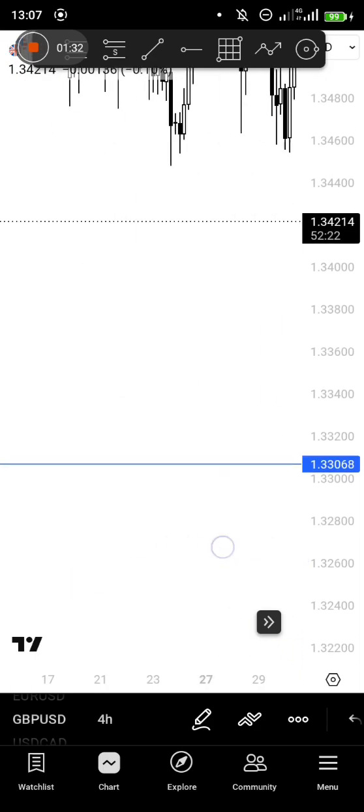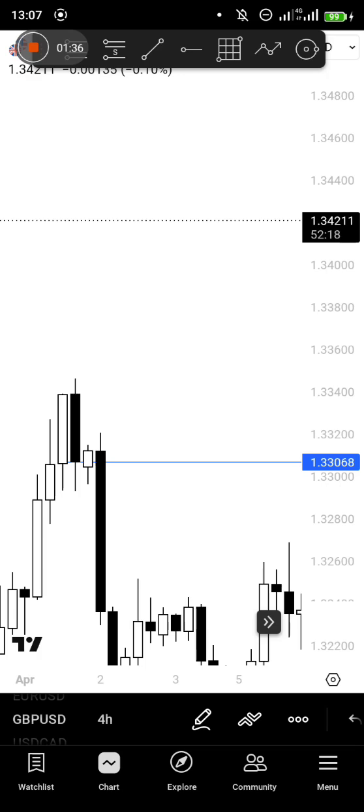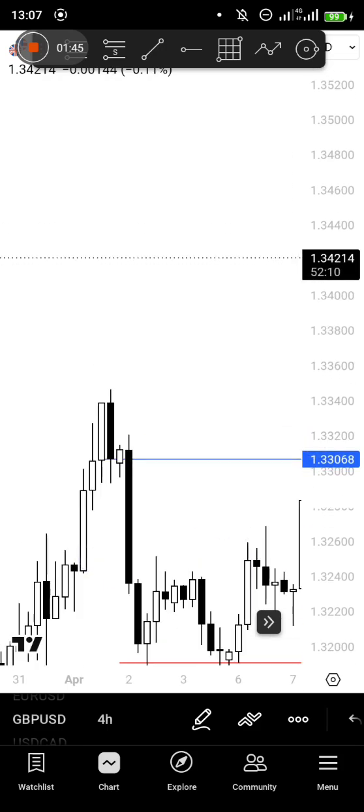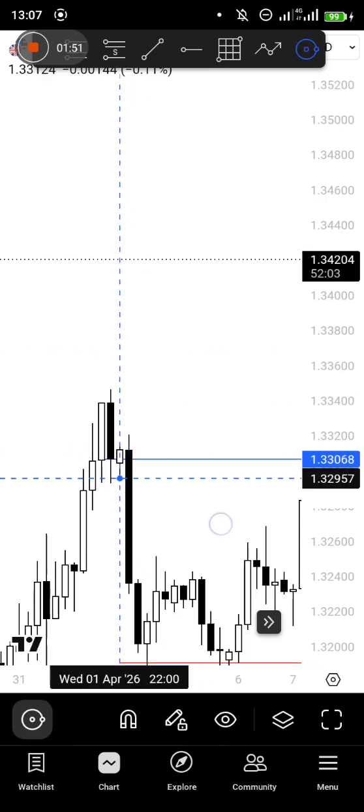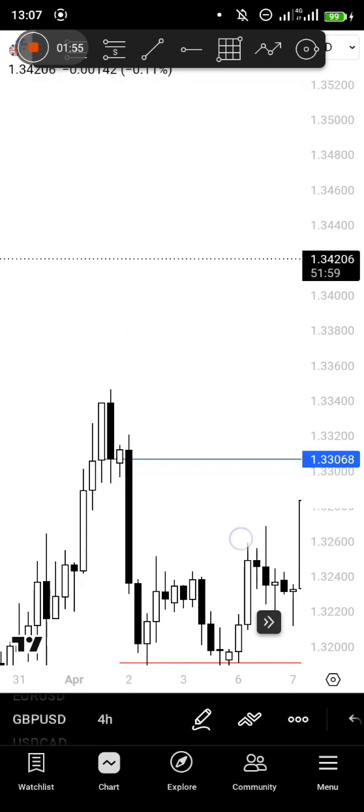Now, what is this? So this is actually a break. This is actually a QM, right? Why is it a QM? Because the market has broken through twice, right? This is the key level here, and this is a V-shaped key level.